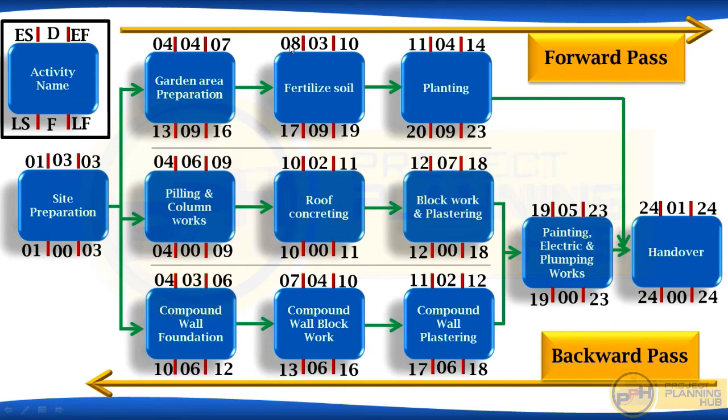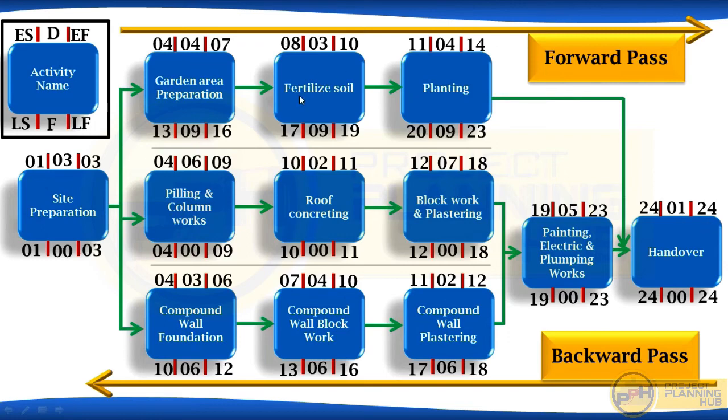Let's understand that. Suppose instead of 8 it starts on 9, then the finish will be on 11th. If this is 11, then planting start will be on 12th. That will change the finish to 15. Will this change affect the handover date? No. Handover will wait up to 23 to start. Now suppose this planting finish is on 24. Then what will happen? Handover will change to 25 and the project will delay.